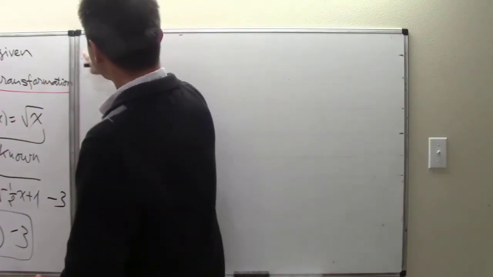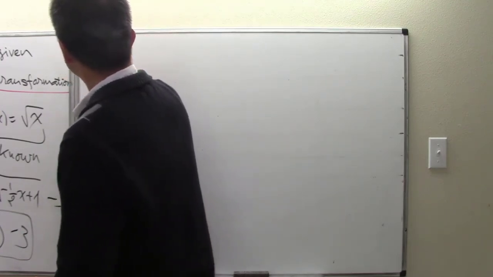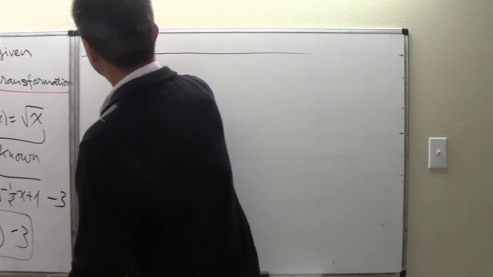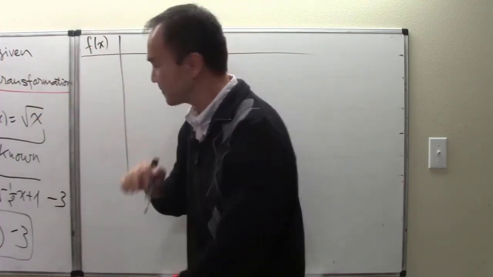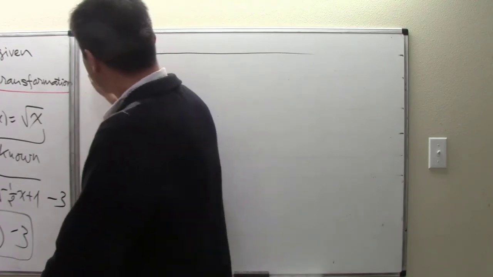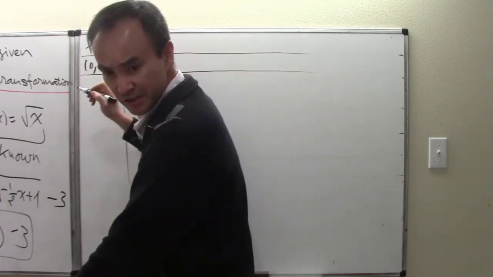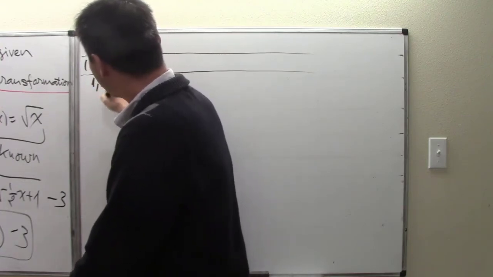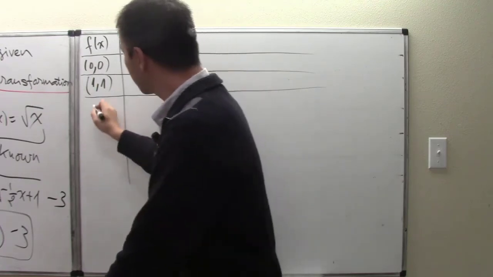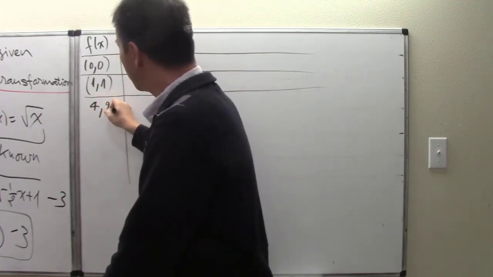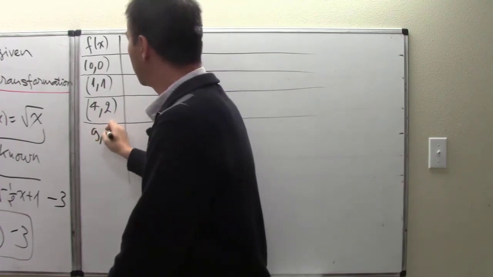So f of x originally, right, the first guiding point from the left to the right is going to be, that point is a 0, 0. The next point is 1, 1. The next point is 4, 2, and the next point here I have is a 9, 3.